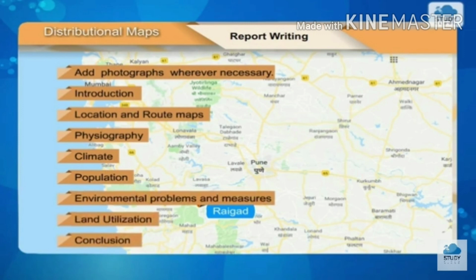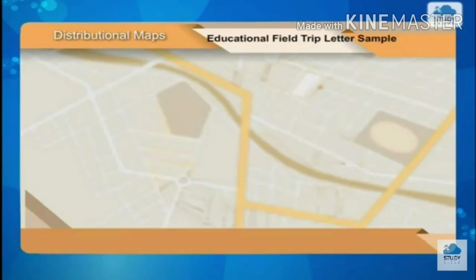Route maps, location maps should be added with the report. Physiography, climate, population, environmental problems and measures taken to correct them should be precisely noted. Land utilization also should be considered. Lastly, you should end your report with the conclusion in your own words.